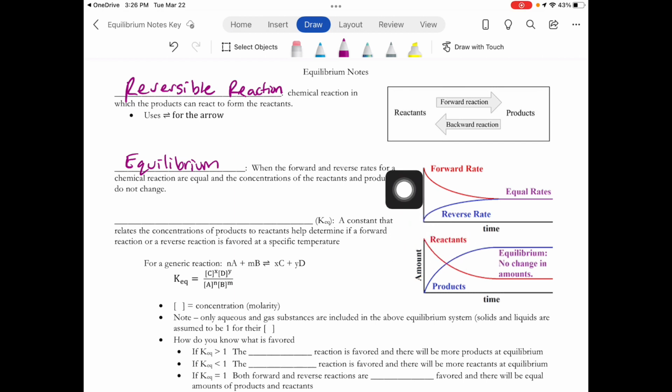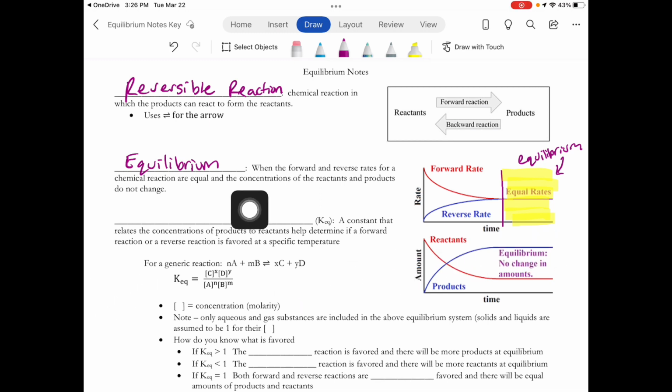This is the rate versus time. The forward rate is sloping downwards, so it has a negative slope, so that forward rate is decreasing, and then that reverse rate is increasing, and then at one point they'll become equal, and we've reached equilibrium. So at this point, we've reached equilibrium. I'm actually going to delete this part, and I'm going to highlight this area. So this part right here would be your equilibrium.